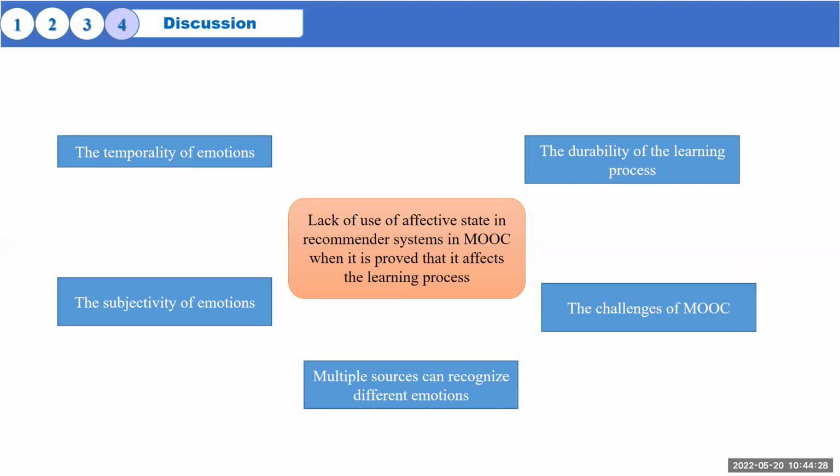For example, emotions are temporal, which means that when a user is studying a learning resource, he feels an emotion, but when he changes to another learning resource, he could feel a different emotion. Even the same user can change his emotional state in the same learning resource, and this dynamic behavior introduces complexity to the recognition of emotions.